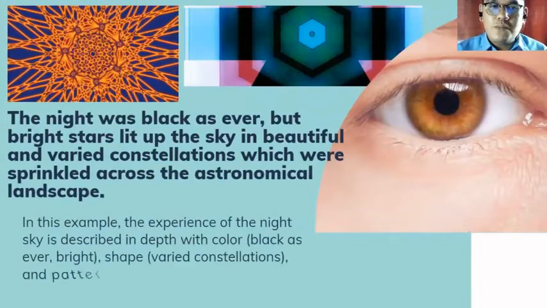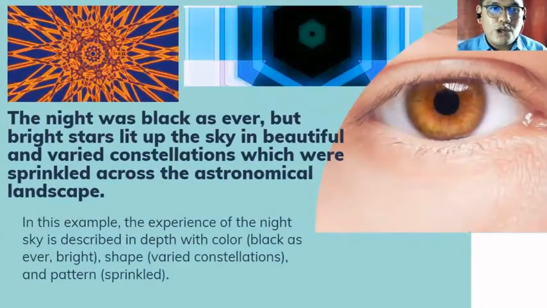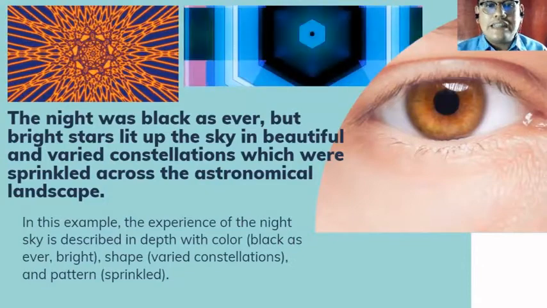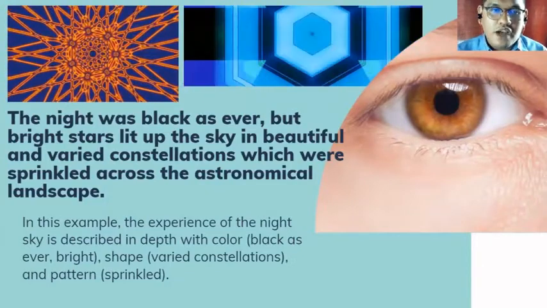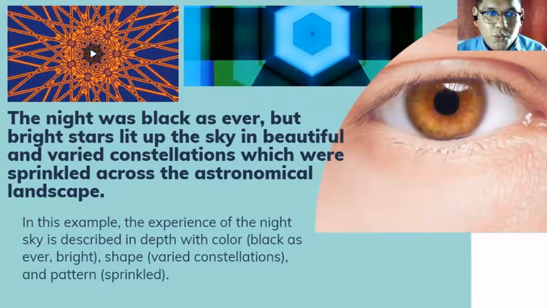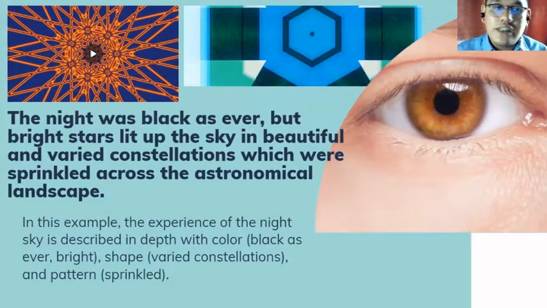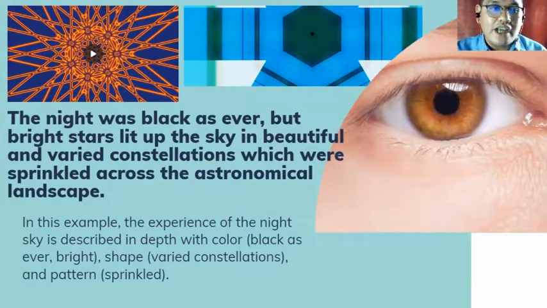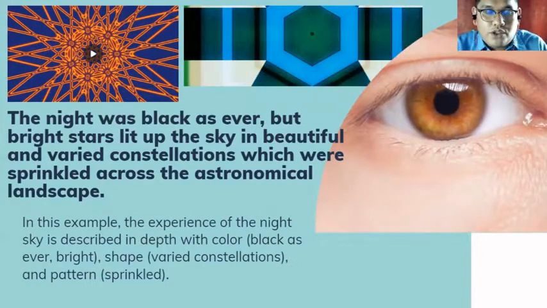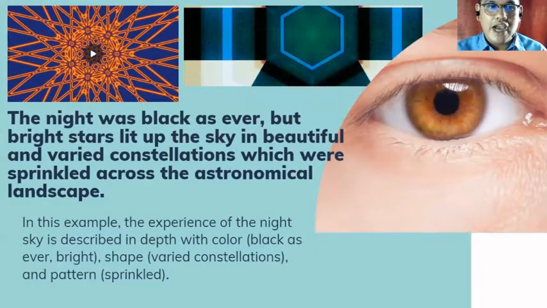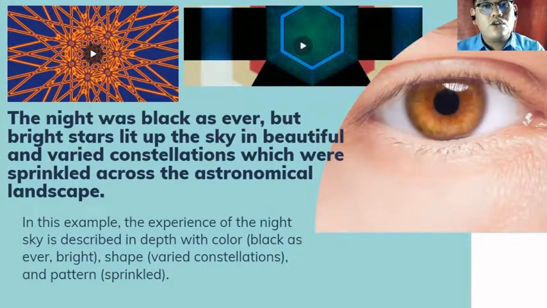Example, the night was black as ever, but bright stars light up the sky in beautiful and varied constellations which were sprinkled across the astronomical landscape. So in this example, guys, the experience of night sky is described in a depth with color. Black as ever bright. Shape is varied constellation, and last is the pattern, which is sprinkled.